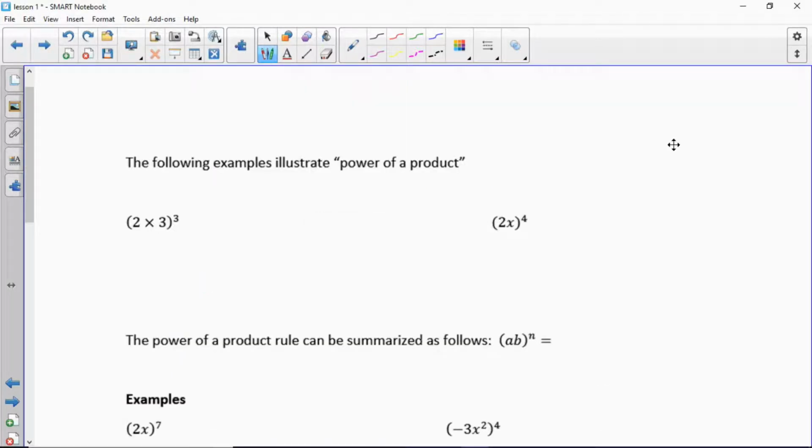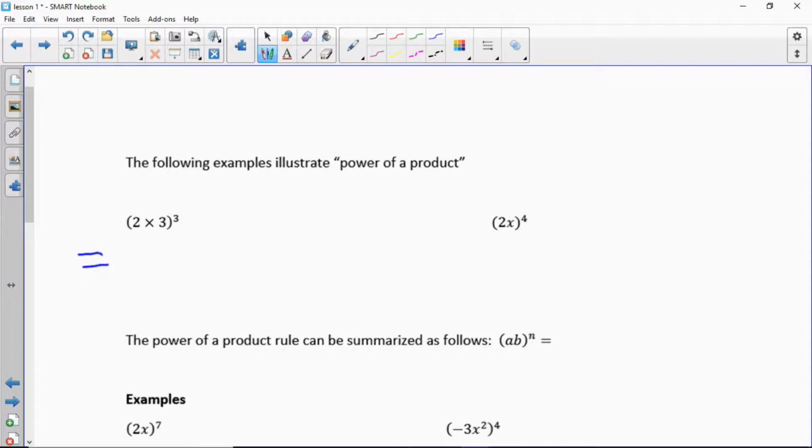For our next exponent law, we're going to look at what's called power of a product. Keep in mind, product means multiplication. This is different than multiplying powers. This is a power where your multiplication is the base. So for one example, we could look at (2 times 3) cubed.